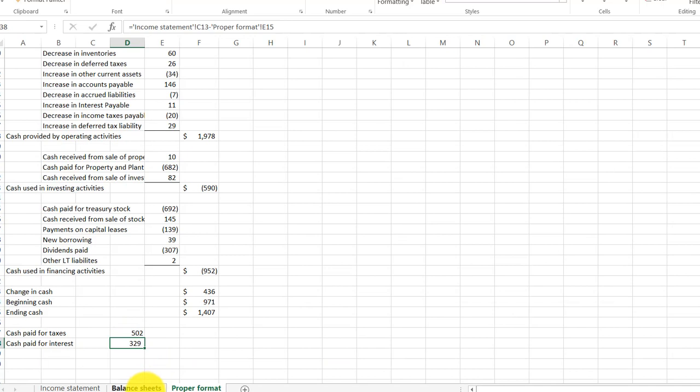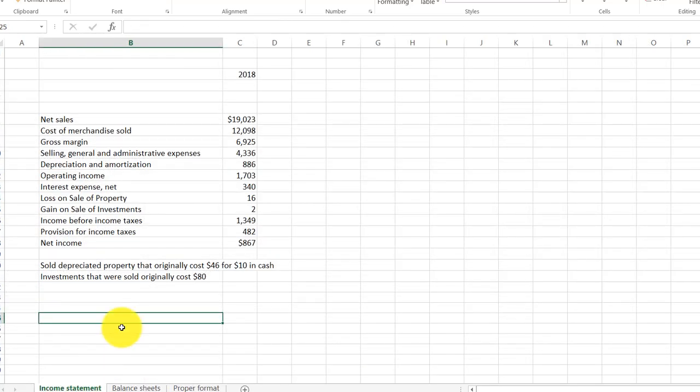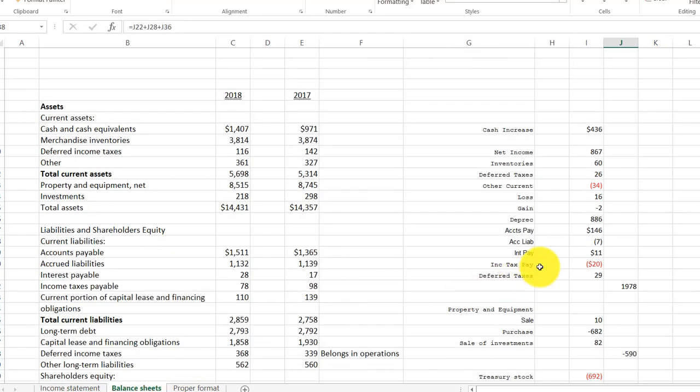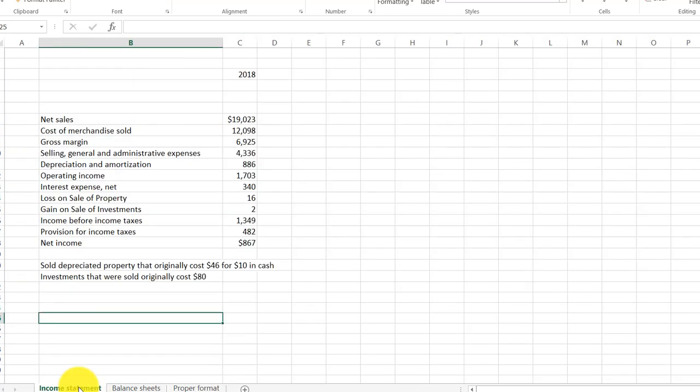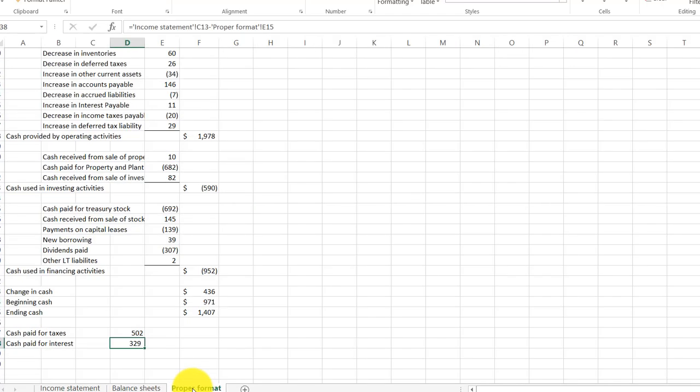And interest, the income statement, we start with interest expense. We go to the balance sheet, we see that interest payable went up by 11, so we didn't pay for 11 million of the expense, so we subtract it from the expense. So remember, the expense was 340. We subtract out the 11 because it went up, and so you didn't spend as much cash. And that is your disclosure.